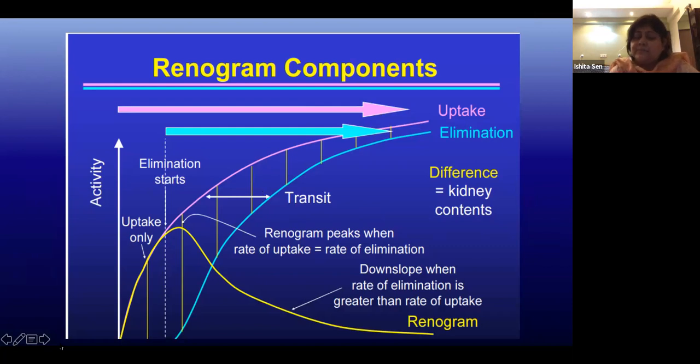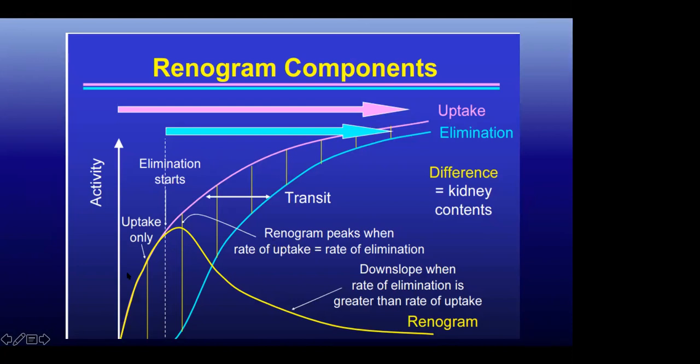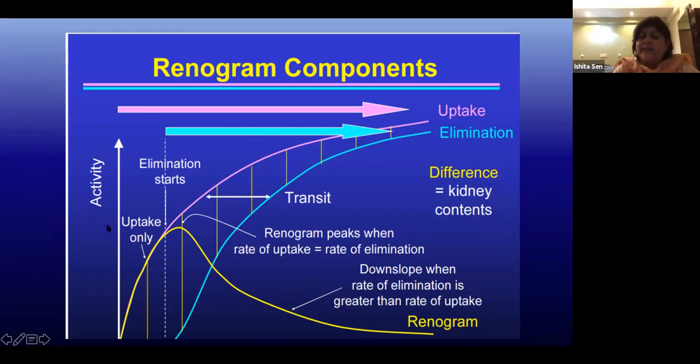Now, if you look at what each of these components will express, the initial is, of course, the uptake. This is the time when the activity is increasing, and the elimination starts from the time that the renogram pattern comes, where you see a downslope in the renogram pattern, and the rate of elimination is greater than the rate of uptake.